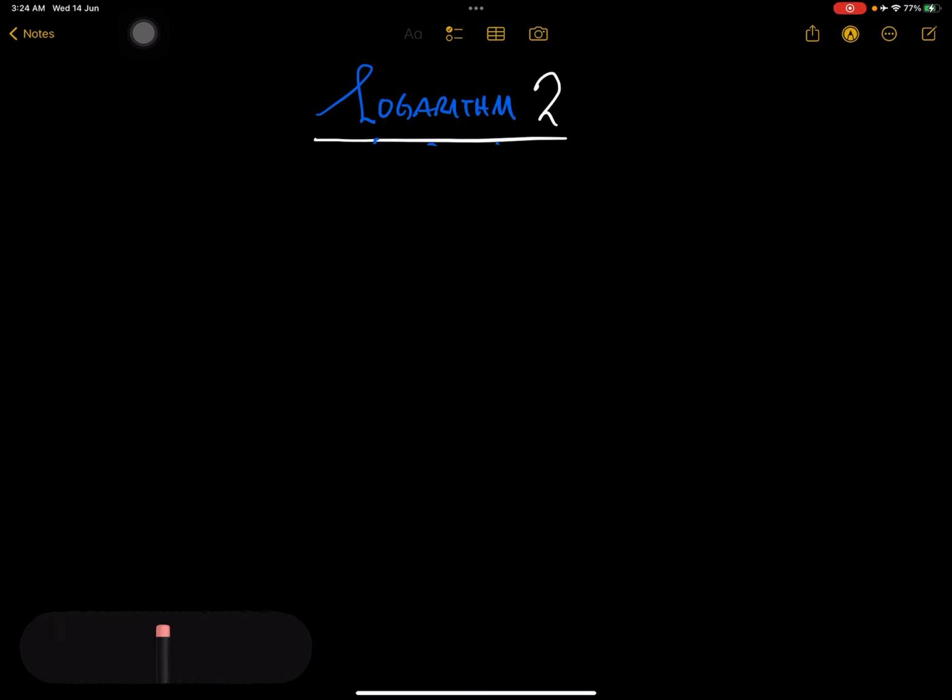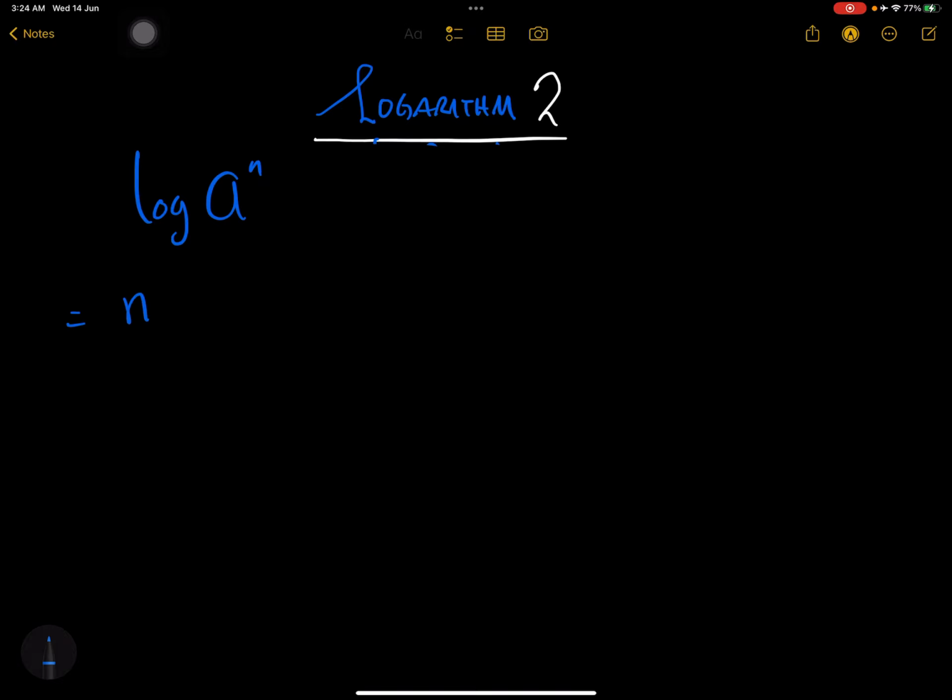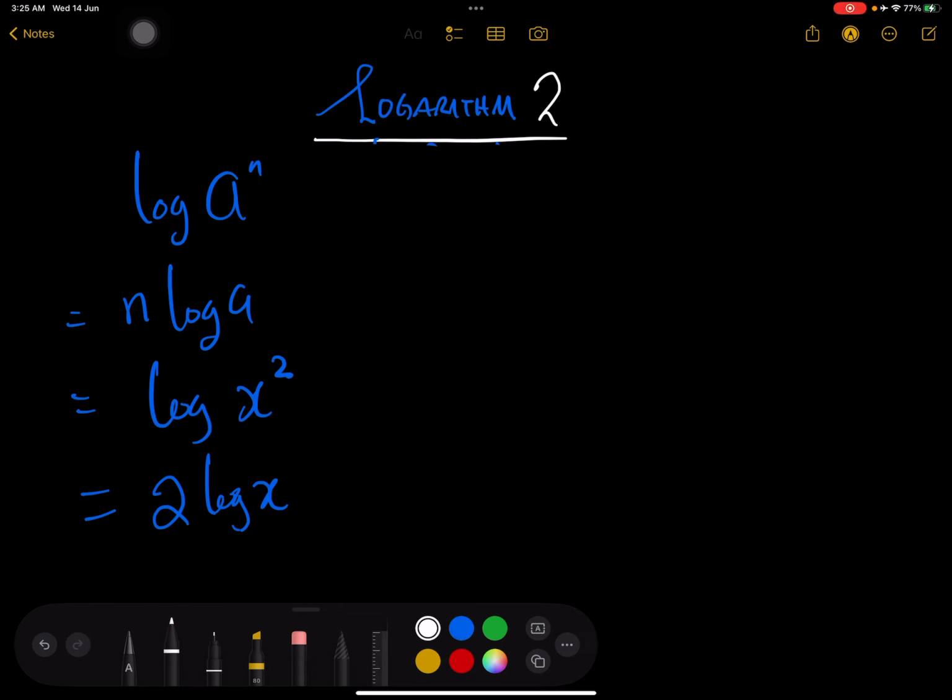Maybe we have forgotten. So maybe you have log of a to the power of n. We said it's the same as dropping the n at the back of the log. So if you have, let's say, log x to the power of 2, it is going to be 2. We drop the 2 at the back and we have log x. That's what we agreed on. Now, the fifth law, we're going to look at the fifth law.